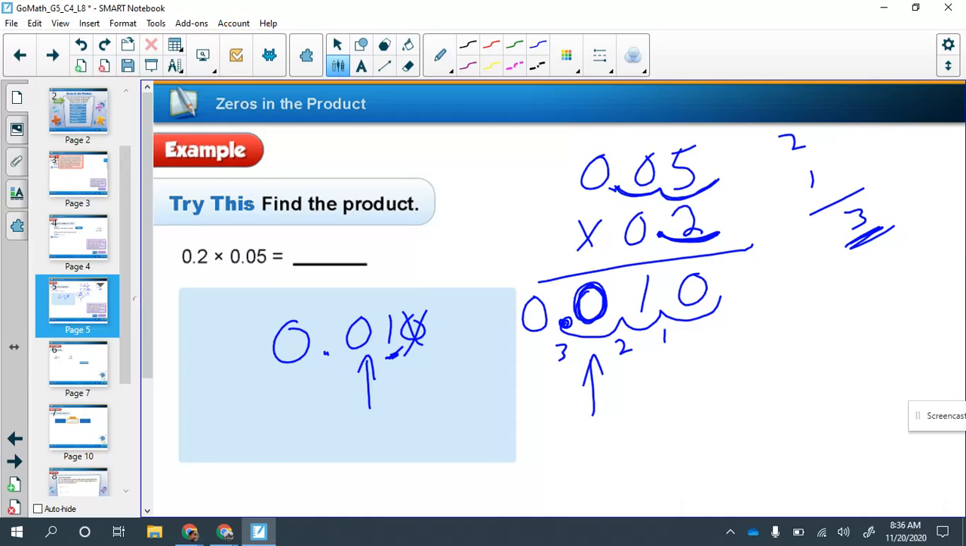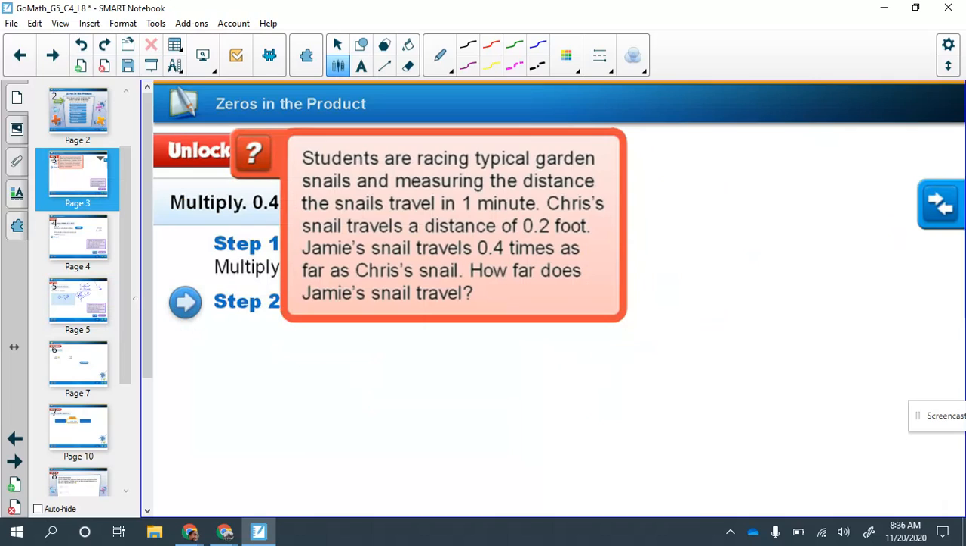So let's apply this idea to a story problem. Here it says students are racing typical garden snails. I don't know why on earth you would race garden snails, but they are, and they're measuring the distance the snails travel in 1 minute. Chris's snail travels a distance of 2/10 foot, and Jamie's snail travels 4/10 times as far as Chris's snail. How far does Jamie's snail travel?